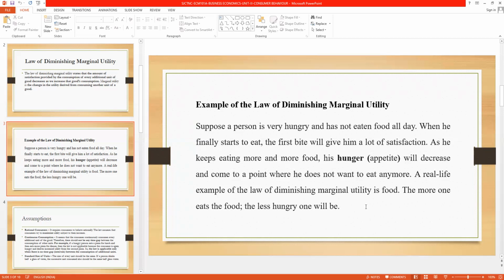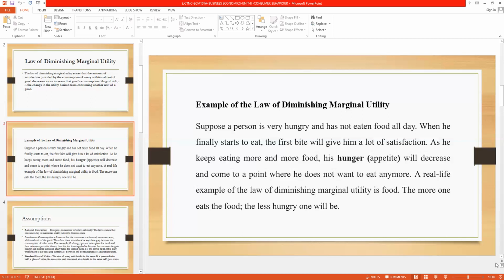This law can also be explained with other examples with all the goods we consume. For example, we don't want to buy the same color shirt, or we don't want to buy the same phone. The next time we buy different, because our marginal utility is diminishing.